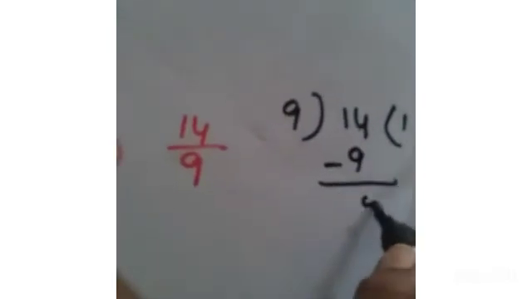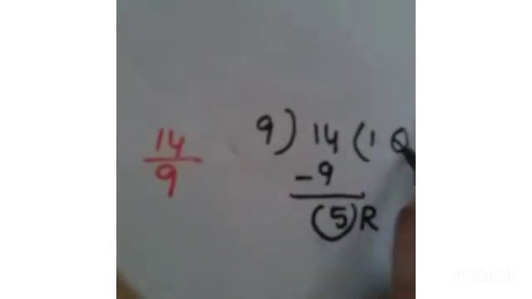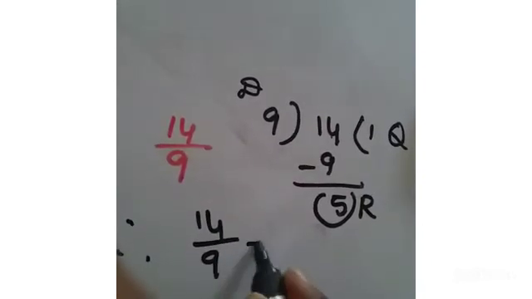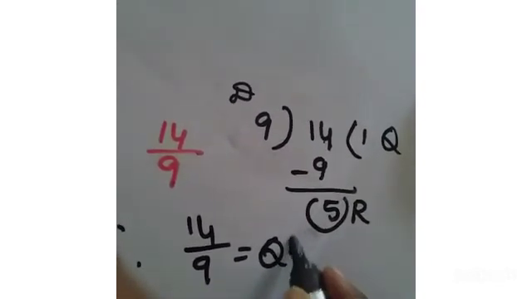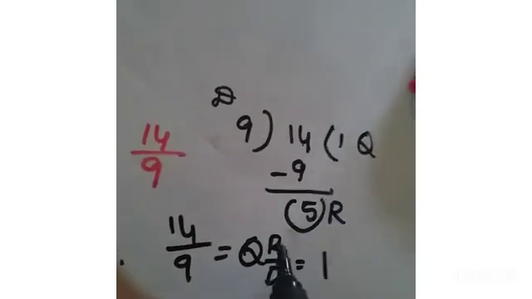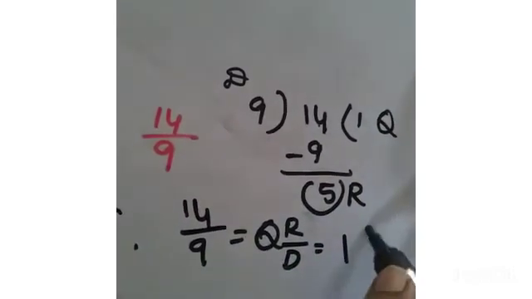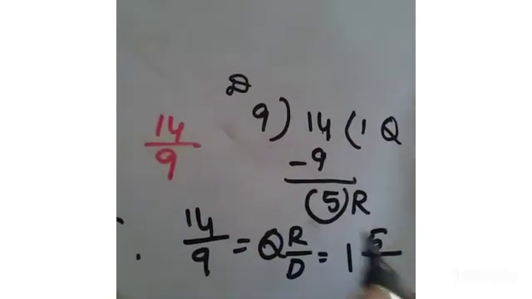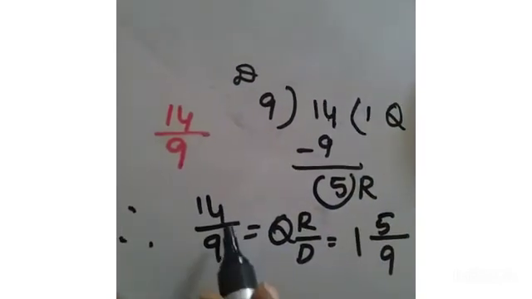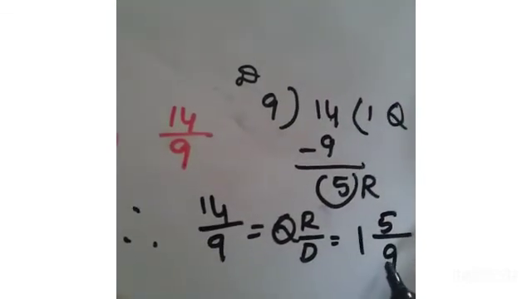Next, seventh one, 14 by 9. 9 ones are 9. 14 minus 9, 5. 5 is the remainder, 1 is the quotient, 9 is the divisor. Therefore, 14 by 9 is equal to Q R by D. 1 is the mixed number, the quotient. 5 is the numerator, the divisor should be in the place of denominator, 9. 14 by 9 is equal to 1 5 by 9.